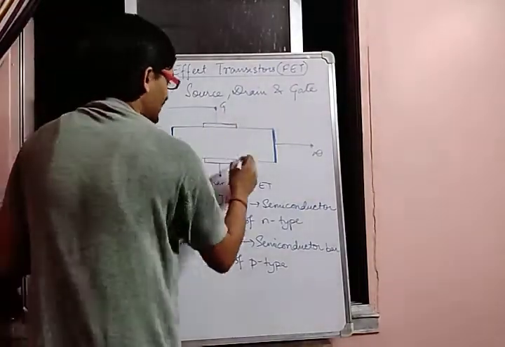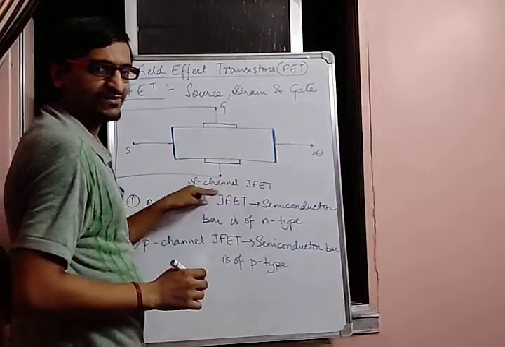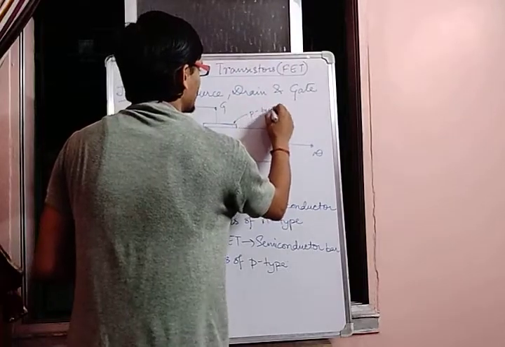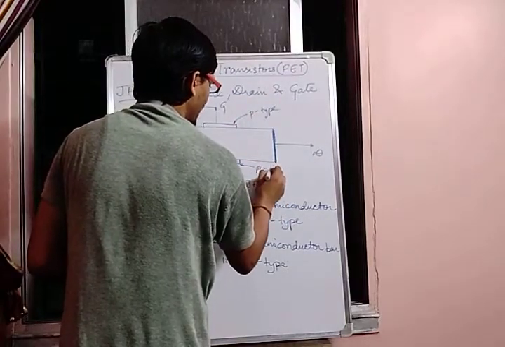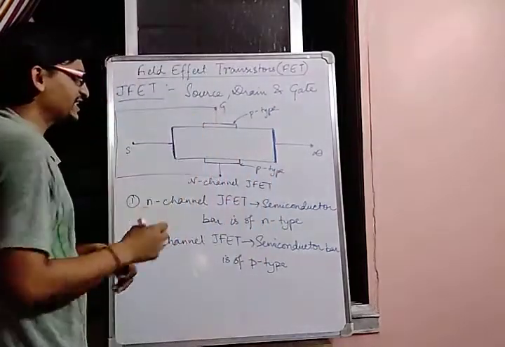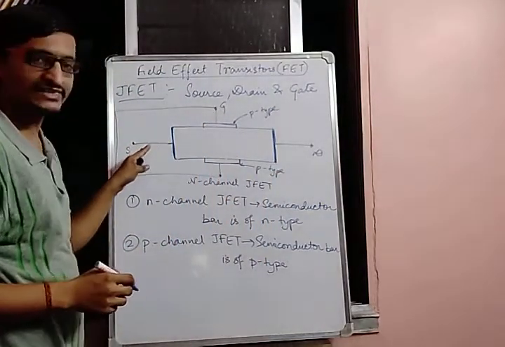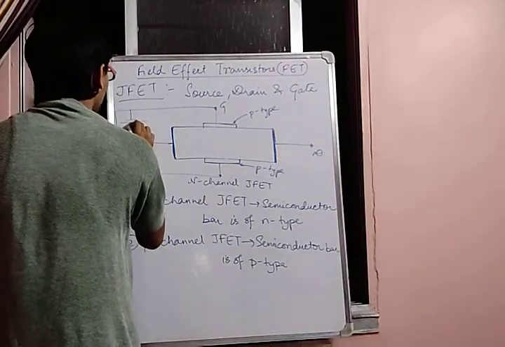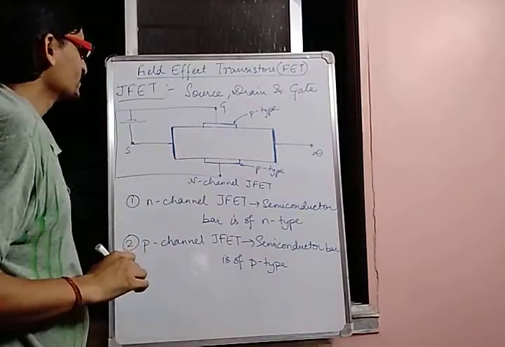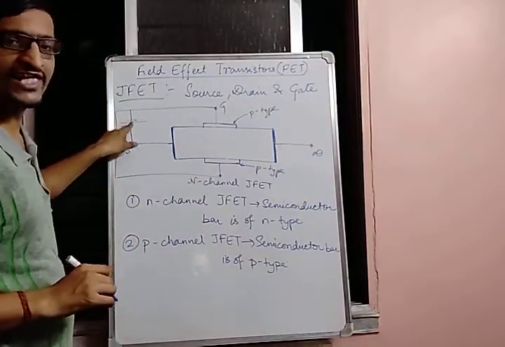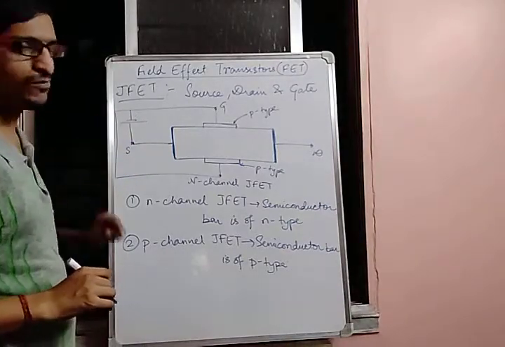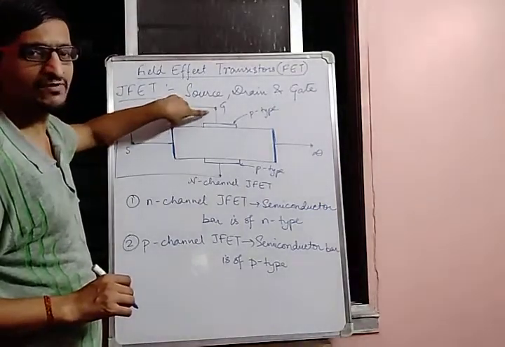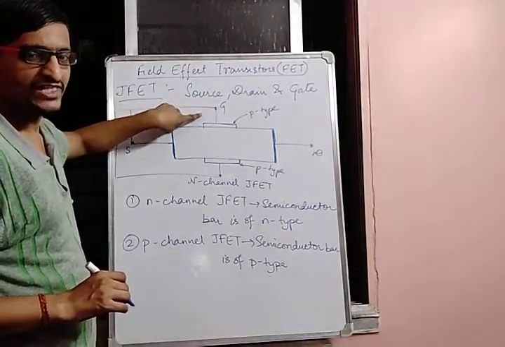Since I am considering an N channel JFET right now, this impurity is of P type. These semiconductors are of P type. So for connecting this gate to source terminal in reverse bias state, what I have to do is connect a voltage source in somewhat this fashion. Your gate terminal will be connected to negative polarity and source will be connected to the positive polarity. Under this condition, this gate to source terminal will be reverse biased.